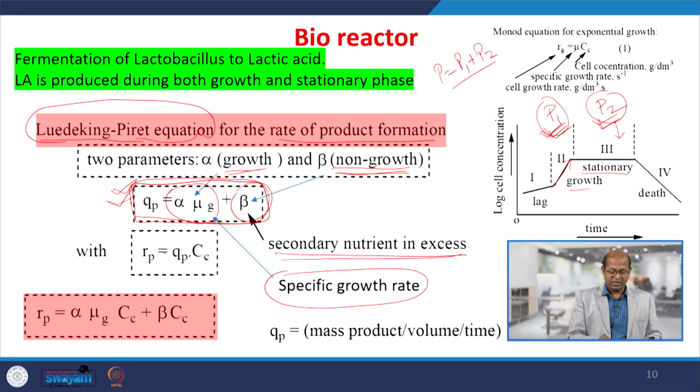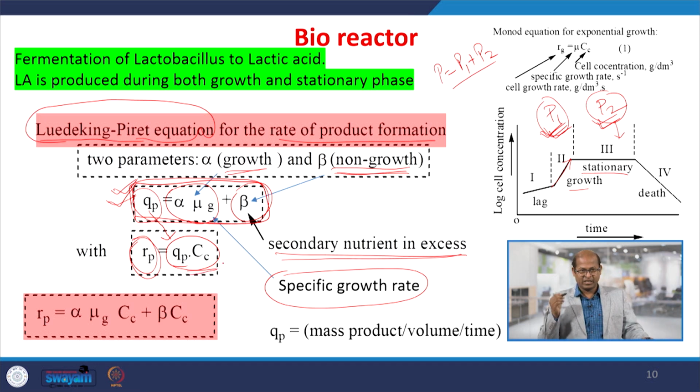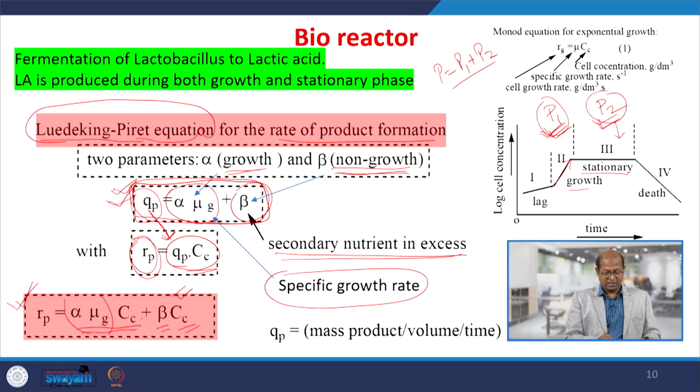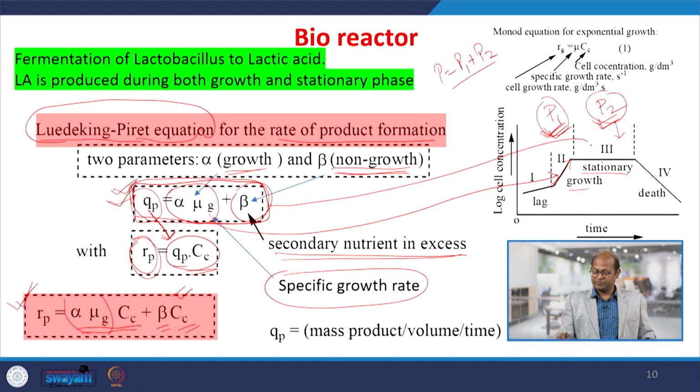So, here we have defined Q_P, the rate of product formation. R_P we can write if we multiply it with the concentration of the cells: R_P equals Q_P multiplied by C_c, where C_c is the cell concentration. So, here you can see, by substituting this Q_P, we can write R_P equals alpha mu_g C_c plus beta times C_c. So, this particular term is the growth phase, that is phase 2, and this particular term is for the stationary phase.